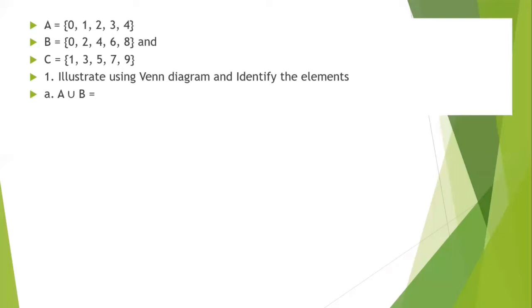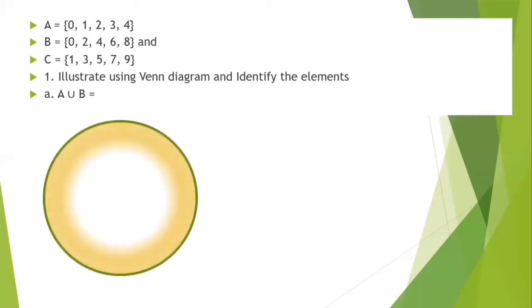A and B. Now, let me ask you, how many circles do we need para i-illustrate ang ating A and B? How many circles? Bawat circle ay isang set. So, ibig sabihin, dahil we are going to illustrate the union of A and B, ibig sabihin gagamit tayo ng dalawang circles. Let us start.